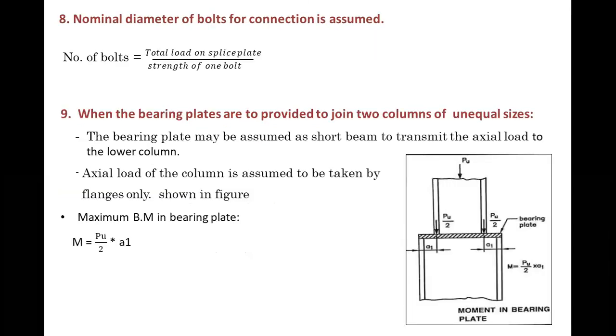Next criteria is the nominal diameter of the bolt for the connection is assumed. So the number of bolts is equal to the total load on the splice plate divided by the strength of one bolt.